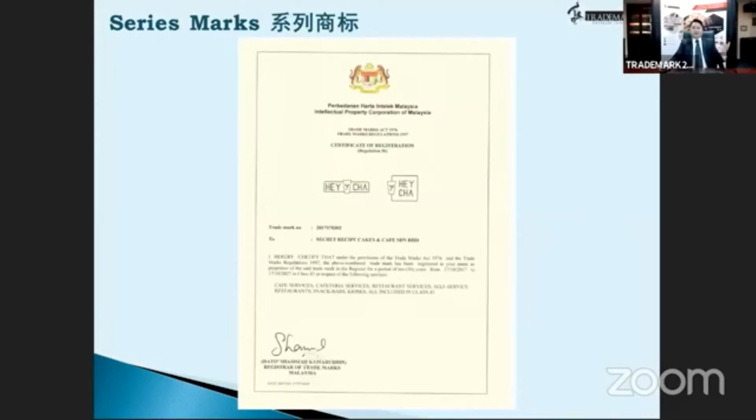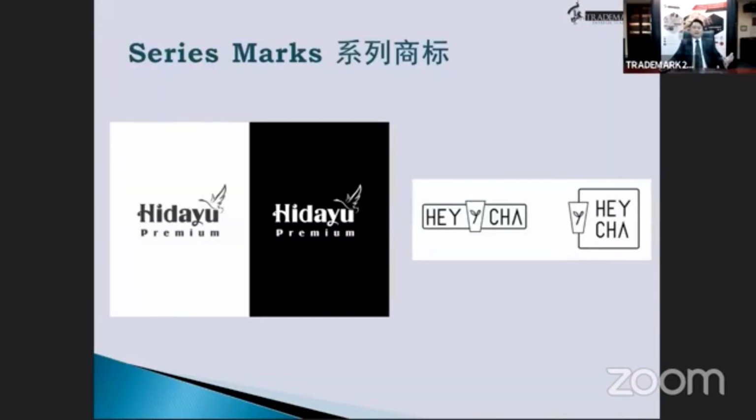All right, my client, Secret Recipe, they filed for a series trademark. You see, they have HR and HR, okay? So this is one example of a series trademark, because in the 2 different positions, you don't have to file these 2 separately, all right? It's just the way you position the trademark, but the mother of the trademark, HR, is still there. The logo here is still there. Now, this is another example of a series trademark. This is a white and a black version, the colors, the positions, etc.